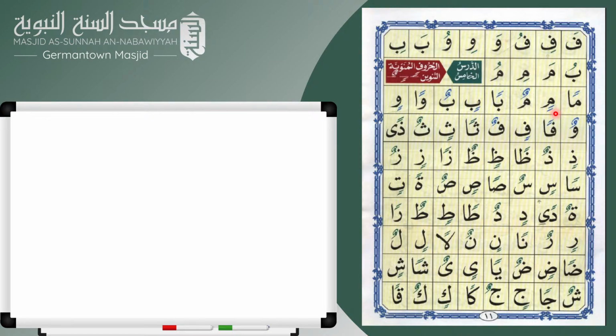Then we have the dhammatain, which looks like two small vowels on top of the letter, which makes an un sound. Repeat after me. Un. Un. So we have an, in, un. An, in, un. Who wants to try to pronounce it?